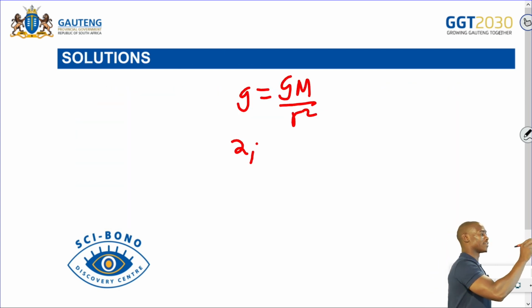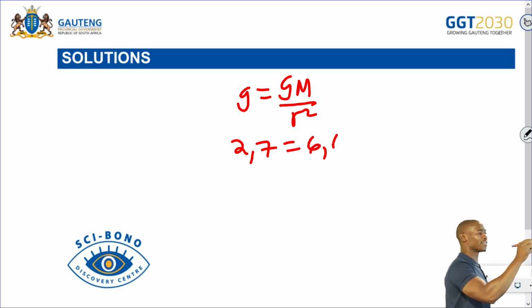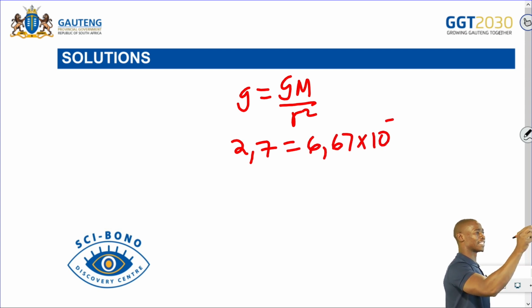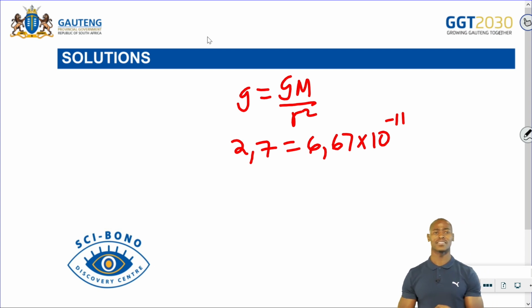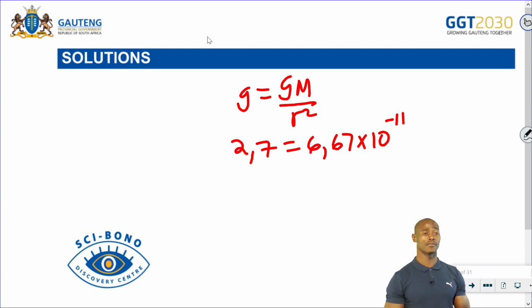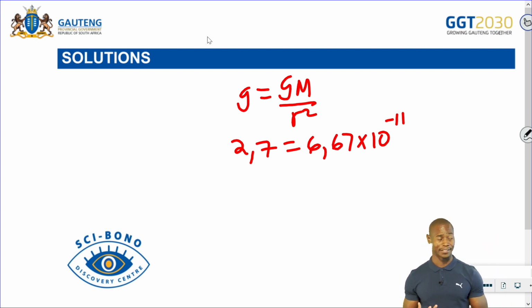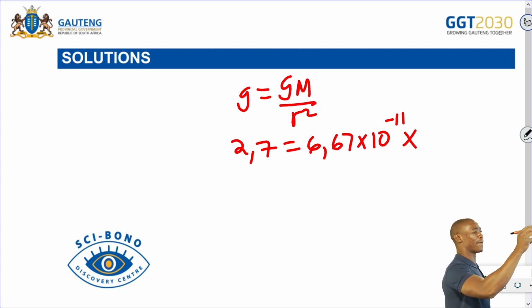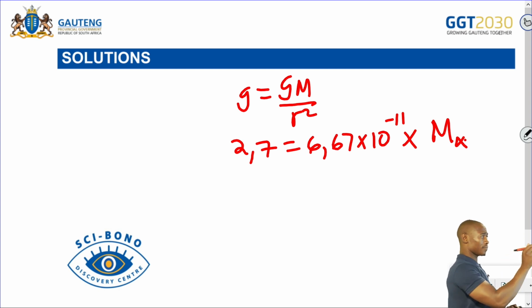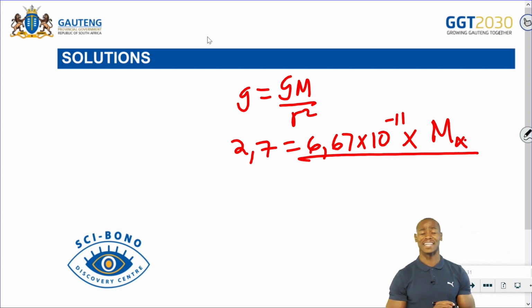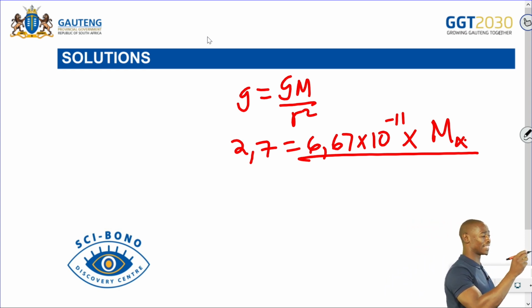So 2.7 equals 6.67 times 10 to the power negative 11. Where is this 6.67 coming from? It is also coming from the data sheet. It's a constant, so there's no need for you to memorize it. Then you multiply that by the mass of planet X, then divide by the radius squared. We know the radius of planet Earth.